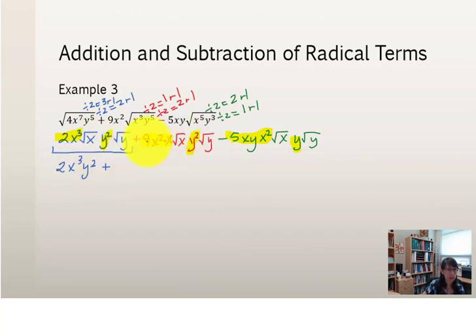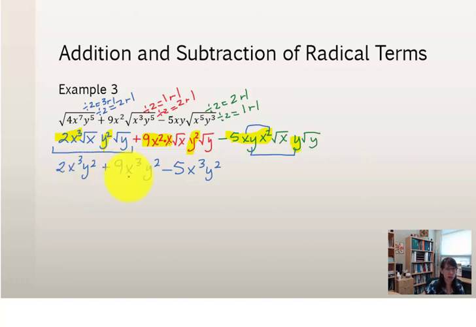9 is the only number that has cleared. But x squared times x, that would make x cubed, and then y squared. Last we have subtraction. 5 is the only number. X multiplied by x squared, that would be x cubed. And y multiplied by another y makes y squared.